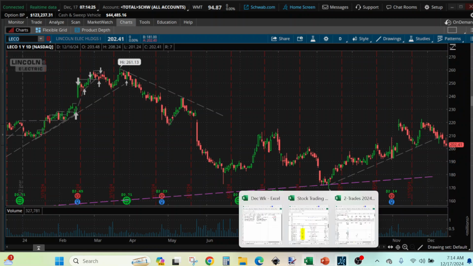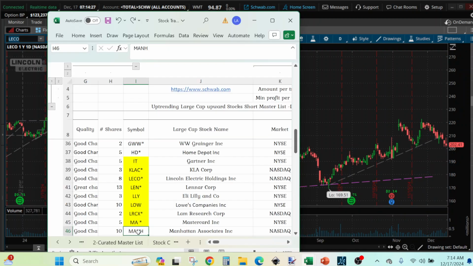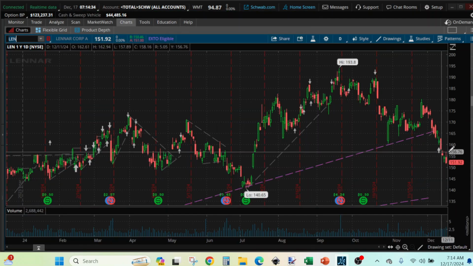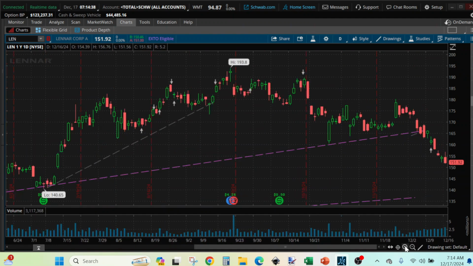So, and we bought it quite high. L-E-N. You see, if we try to apply our breakthrough this morning to it, maybe we won't have purchased it just yet, because it touched it, and then we have the low, and then we have this one.